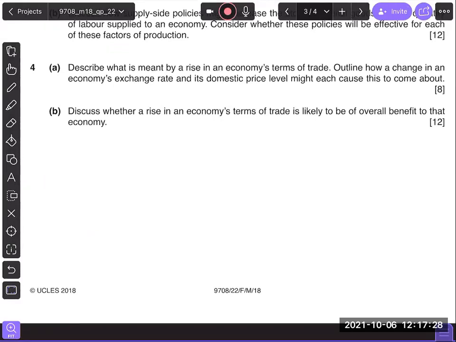So describe what is meant by a rise in an economy's terms of trade. Outline how a change in economy's exchange rate and its domestic price level might each cause this change to come about. That's the first question. And then the second part is whether a rise in economy's terms of trade is likely to be overall benefit to the economy. So let's discuss this question. This is a good one. Any question before we move on?